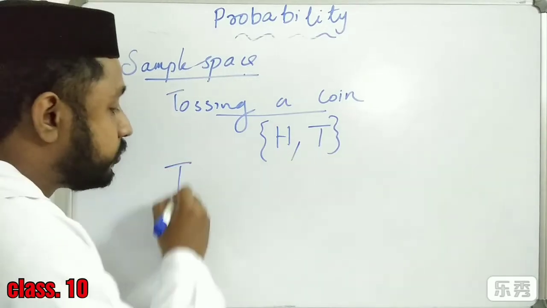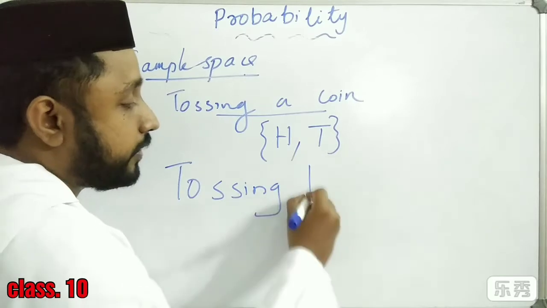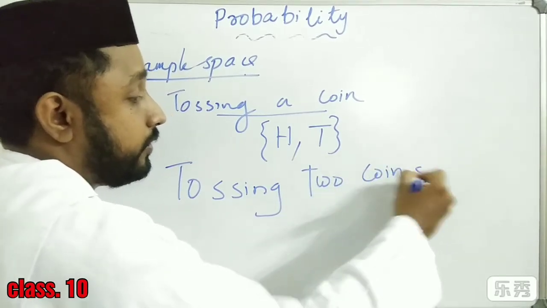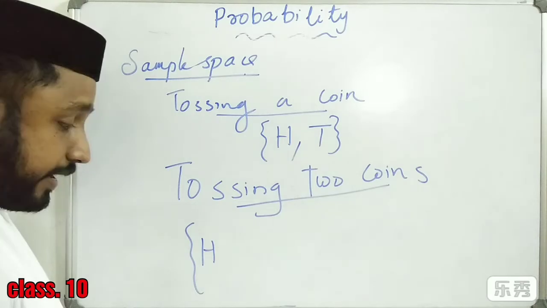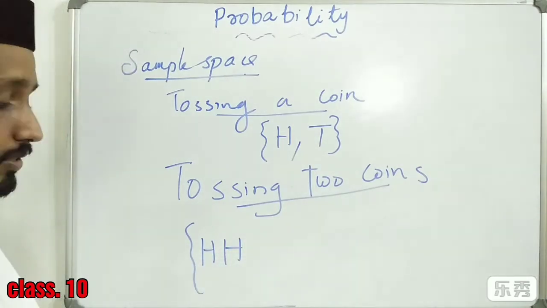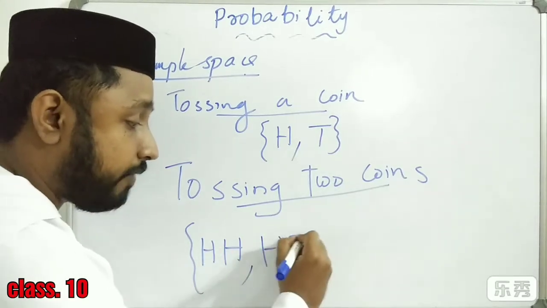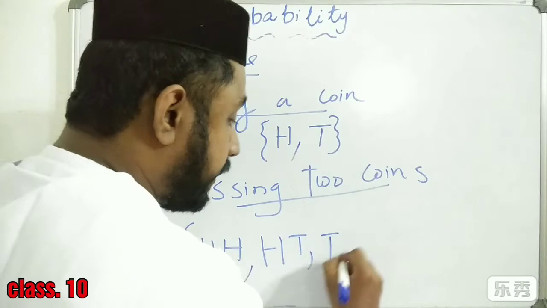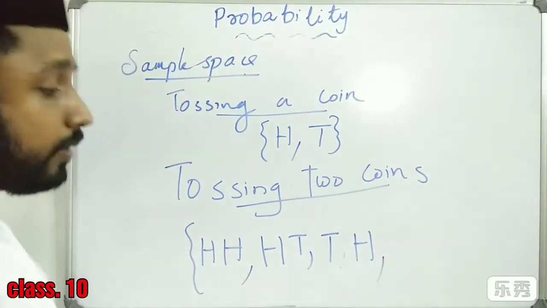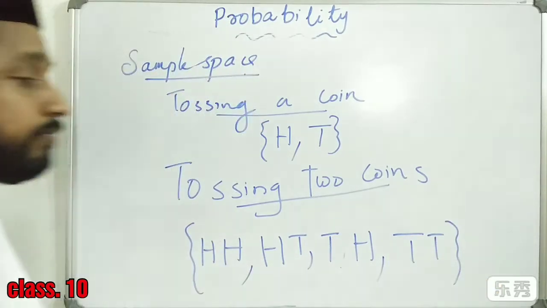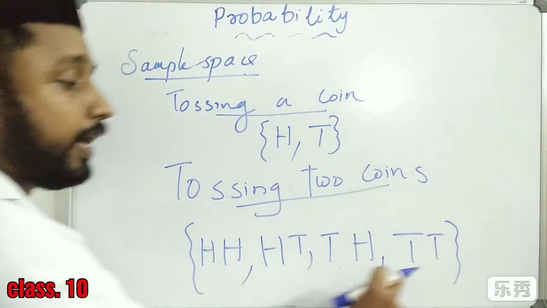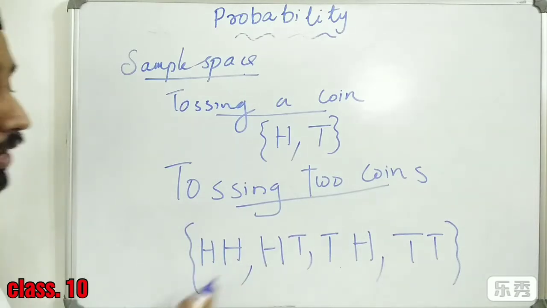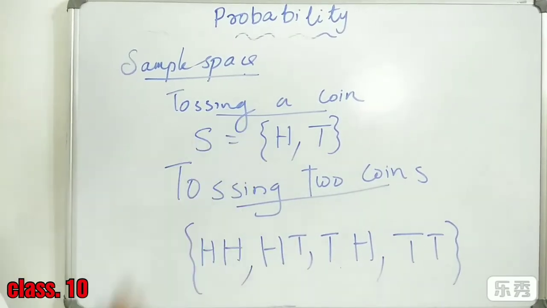Next one, tossing two coins. Tossing two coins means first one may come a head, second also head, H. Then first one head, second one tail, or first one tail, second one head, or both are tail. So these are the four outcomes: both are heads, first head second tail, first tail second head, and both are tail. So tossing two coins means there are four outcomes. Here sample space is the set of all outcomes.